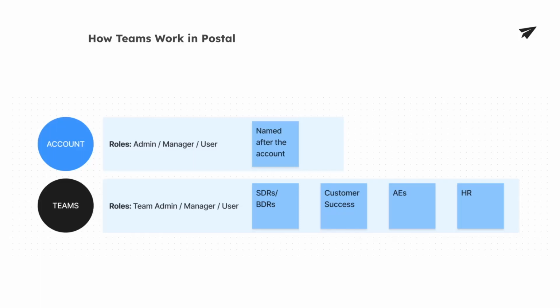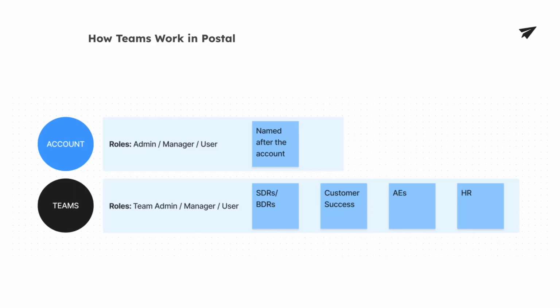When you first open up your Postal account, you'll have one team already built for you. This team is usually named after the account. So for instance, we have Postal Flight Academy. So Postal Flight Academy was the very first team in our instance of Postal. Any subsequent team created after the account team is yours to customize.